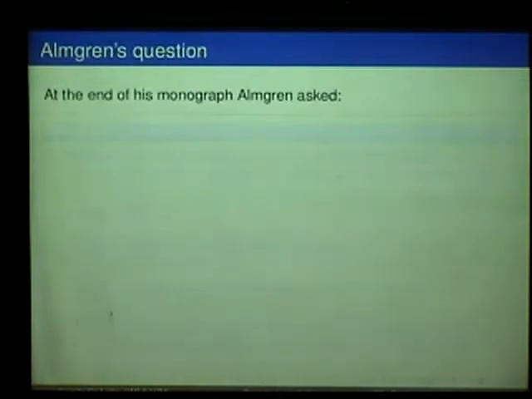But what I want to talk about today is actually a further work which is based on this regularity theory, which is answering an open question that Almgren himself poses towards the end of the monograph. So when I say towards the end of the monograph, actually, if you take out the appendices, he states this question in the penultimate page of the monograph.